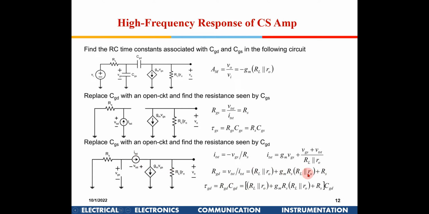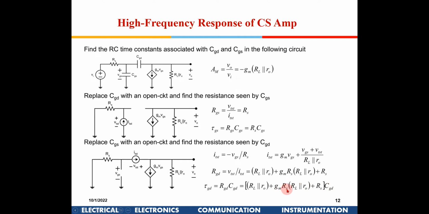This expression has three terms. In these three terms, the middle term will be much higher than the first term and the last term. So if I just consider the middle term, then the whole expression will reduce to Gm into Rs, RL parallel to R0, and CGD. Now what is Gm into RL parallel to R0? That is the gain.